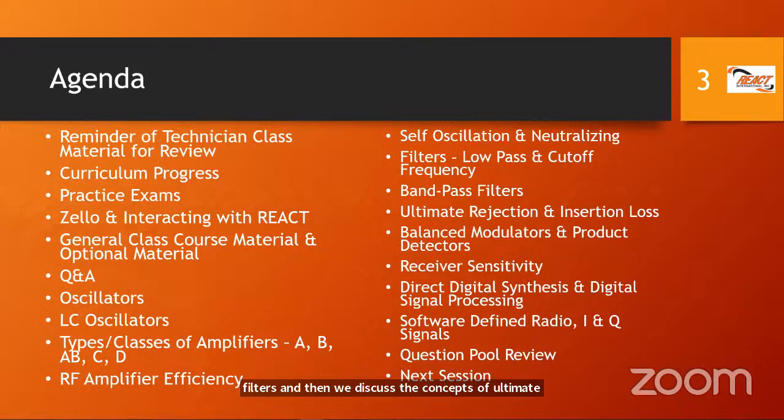Then we move on to talk about balanced modulators and product detectors. Then the concepts of receiver sensitivity. Then we move on to talking about DDS, or direct digital synthesis, and DSPs, or digital signal processing. And we will end the theory talking about SDRs, or software defined radio, and the related I and Q signals. Then we will do our usual question pool review to match all of the theory that we would have covered this evening.